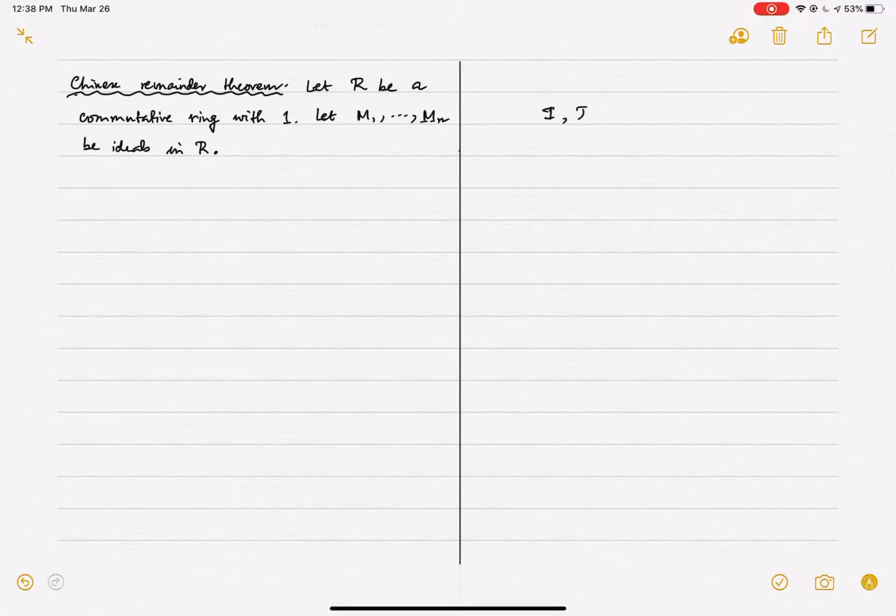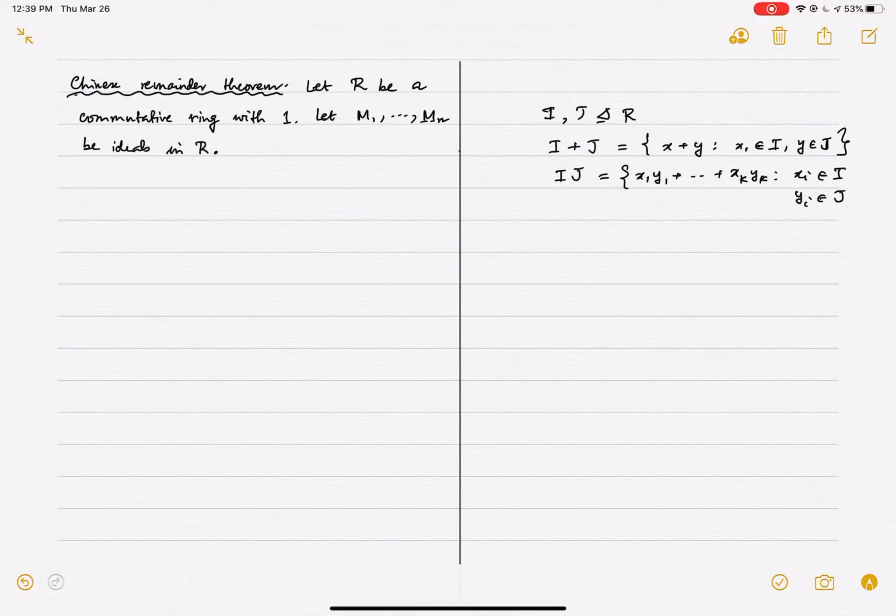If you have two ideals, I and J in R, then you have something called the sum of the ideals, something called the product. This means all expressions like x1 y1 plus ... plus xn yn, where the xi's are from I and the yi's are from J. And that's the smallest ideal that contains all the products of the form xy, where x came from I and y came from J.